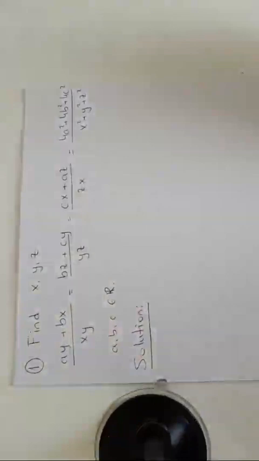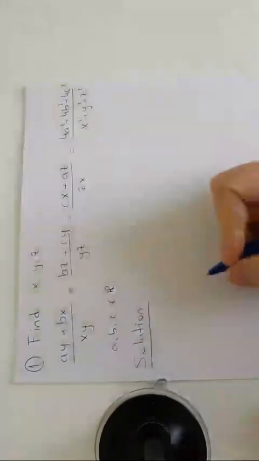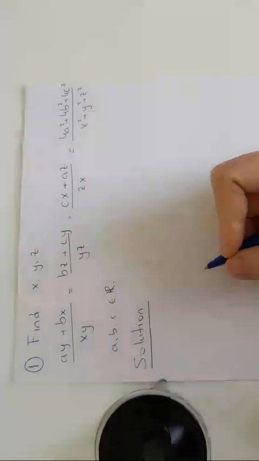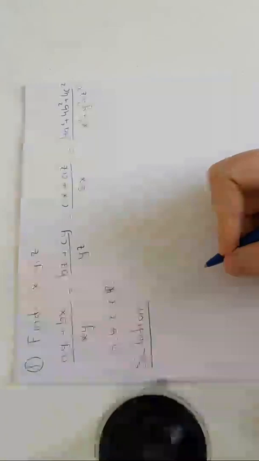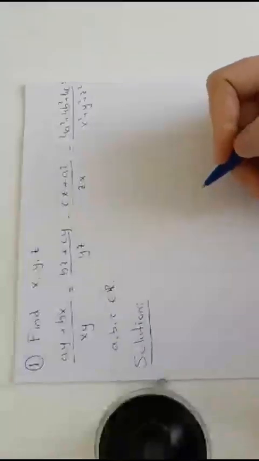Now, let's start. The first question is: find x, y, and z. The equation is given in this way: (ay + bx) over xy is equal to (bz + cy) over yz, and this one is equal to (cx + az) over zx, and this one is equal to (4a squared + 4b squared + 4c squared) over (x squared + y squared + z squared).